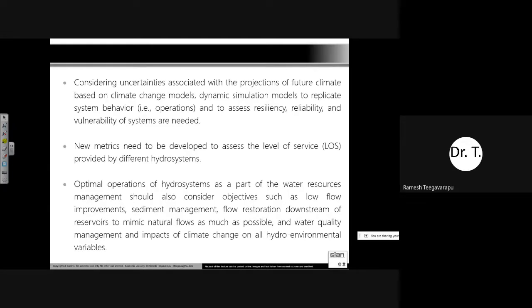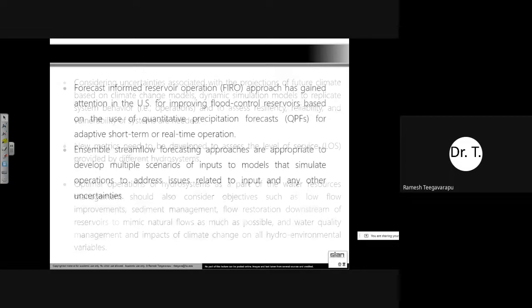And of course, the reliability, resiliency, and vulnerability of every system that is attached to the reservoir system should be evaluated. And we also talked about the level of service, how much service the reservoirs are giving, the level at which they are giving. That also needs to be important. And then finally, when we are talking about reservoirs, we need to make sure that we attach the management of the water in such a way that we are mimicking the natural flows as much as possible. We need to work on sediment management and low flow management.